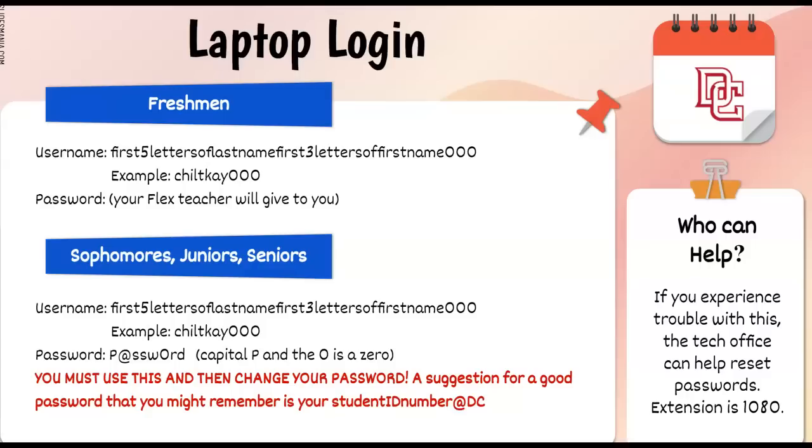If you are having any issues with this, your teacher could look up in Skyward to see if the username has a different number at the end. For example, instead of being 000, it may be a 001, a 002, or so on at the end of the username. Teachers, if you're struggling to find this, you can also call the tech office. The extension is 1080, and they can help you look up a student's username.